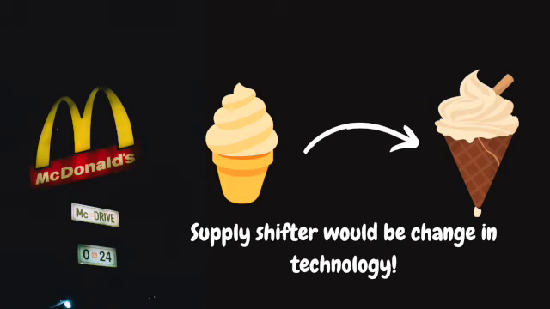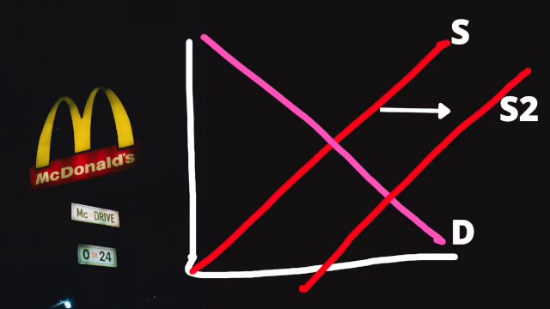Well, first, you'd identify the shifter. Since this is supply, we know that the shifter is a change in technology. This is what the graph would look like. You can see that the supply curve increased and is shifted to the right because of the better technology. So there'd be an increase in supply.